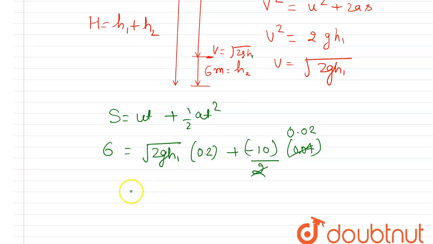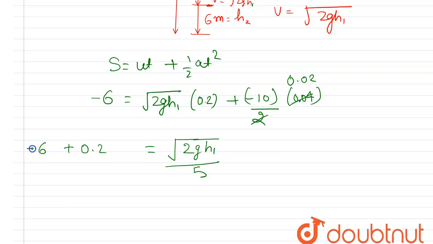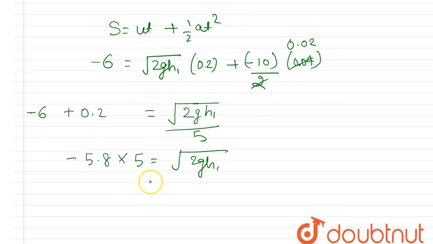Now you can further solve it. If I simplify this expression, I will get 6, and you can see this is 0.02 into 10. So it will be 0.2 is equal to under root of 2gh1 by 5. Here the displacement is in the downward direction, so the negative sign will be here. So I will write minus 5.8 into 5 is equal to under root 2gh1. Simple. Now you can square both sides.